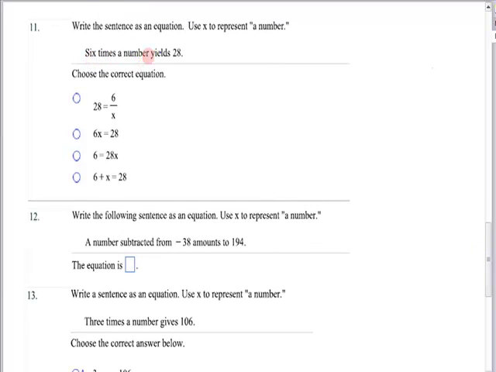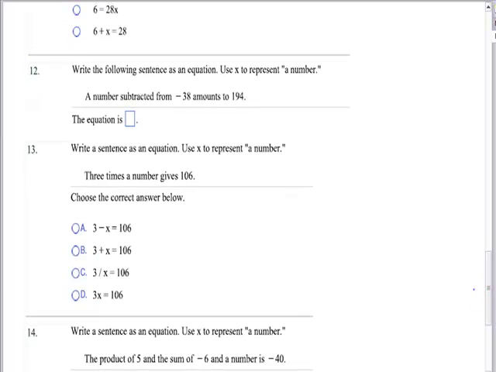Translate 6 times a number yields 28. Equal sign. 6 times a mystery number yields 28. And it looks like it's right there. The multiplication dot is gone. Number 12. It's not multiple choice. This one says a number subtracted from negative 38 amounts to 194. Okay, a number subtracted from negative 38. Reversing phrase, negative 38 minus the number amounts to 194. So we have to keep remembering that.